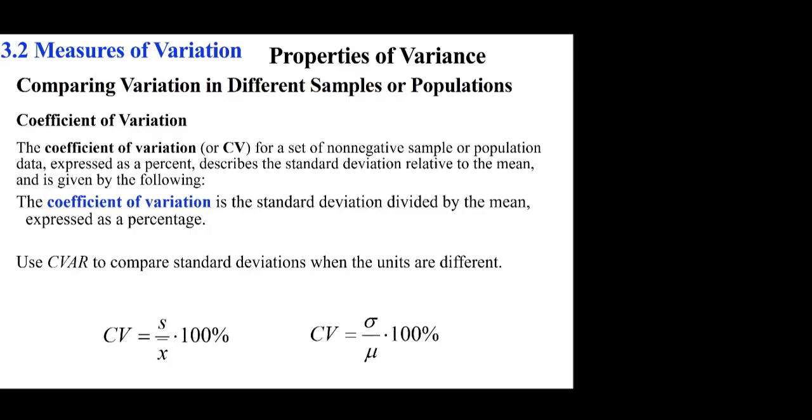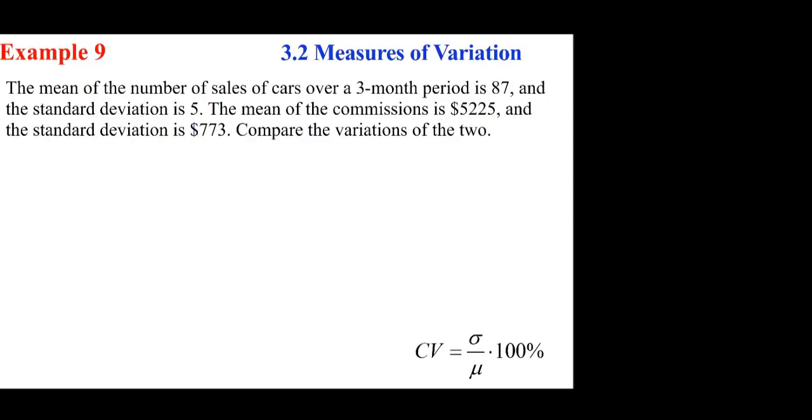When the units are different, normally that's a good time to check this. So let's look at an example of that. The mean number of sales of cars over a 3-month period is given as 87. This is mu, all cars over the course of 3 months. And the standard deviation sigma is 5. So that's for the cars. For commission, the mean is $5,225 and the standard deviation is $773.